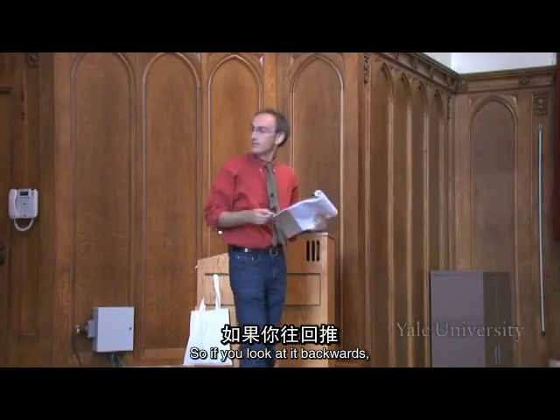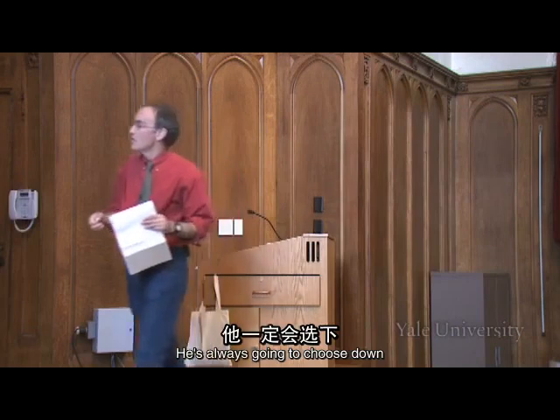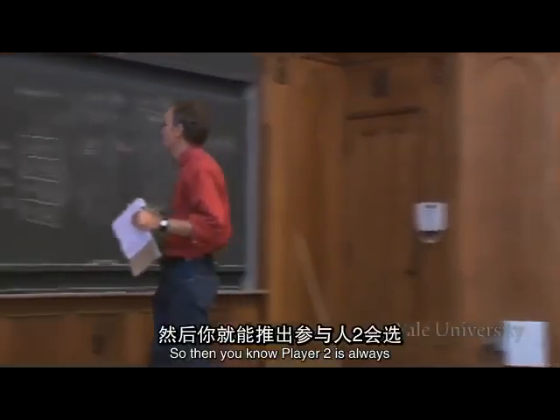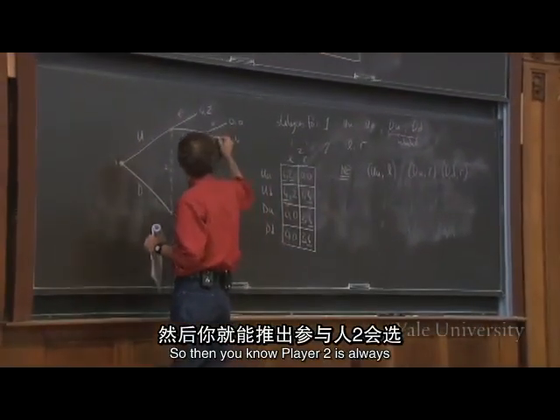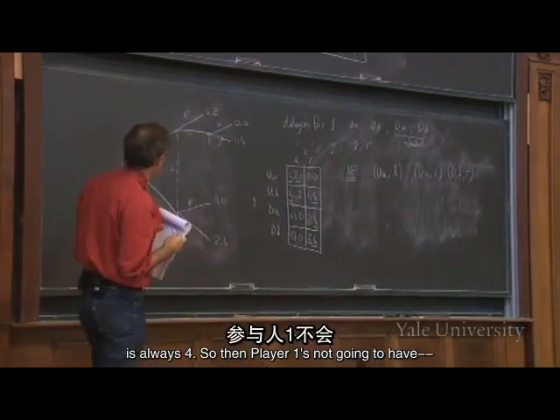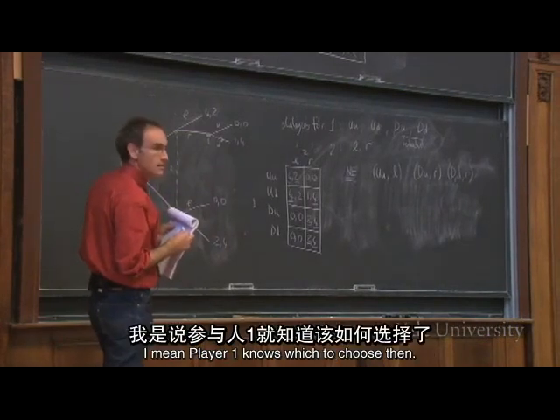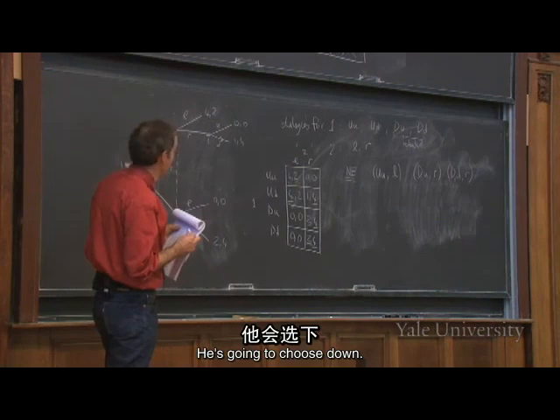Yeah, so if you look at it backwards, you can cross out player 1's second choice. He's always going to choose down, so that's 1-4 at that node. Good. So then you know player 2 is always going to choose right because his payoff is always 4. Good. So then player 1 knows which to choose then. He's going to choose down.